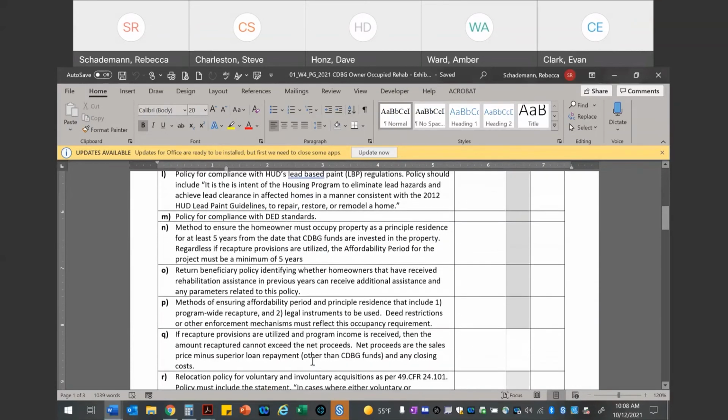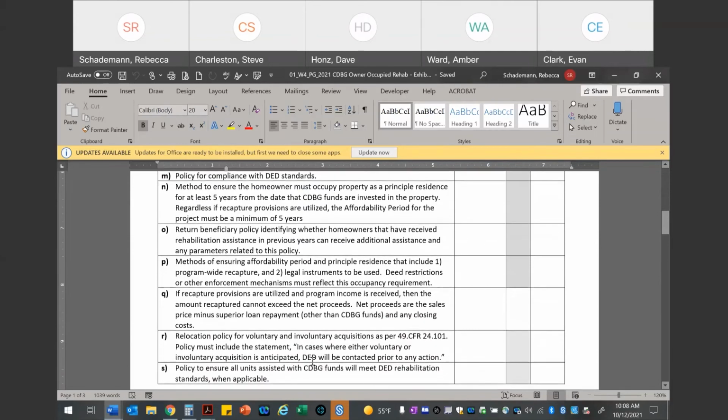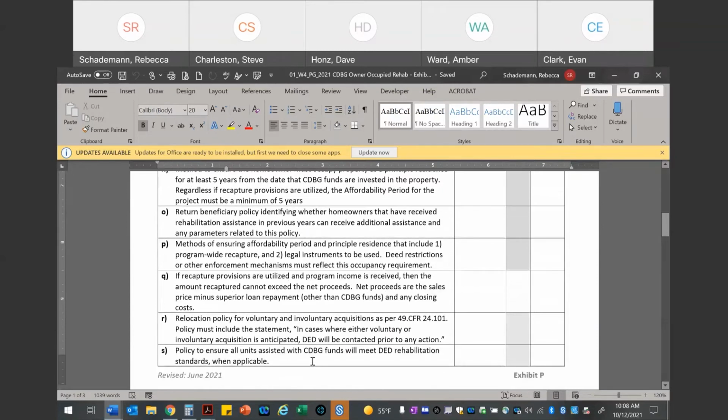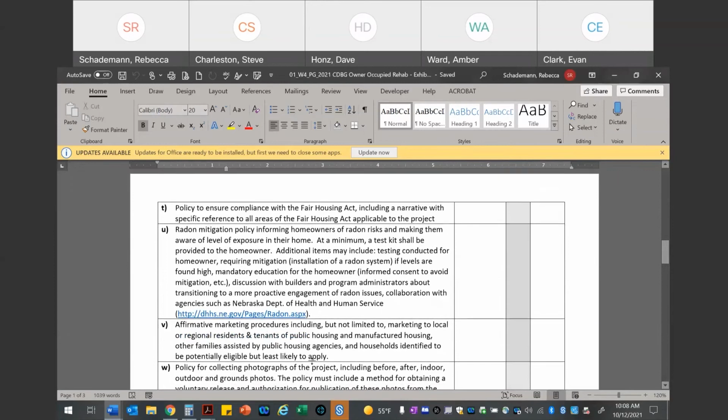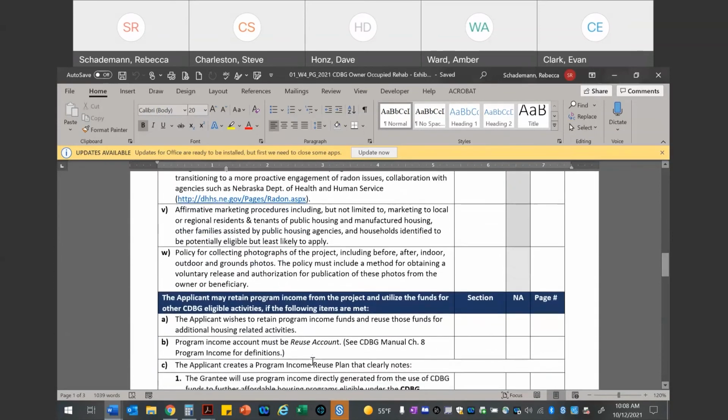So if you're missing any of these items, we would not be able to approve your program guidelines, and we would have you redo it, so to speak, or edit it to incorporate it. So all of these items in here.